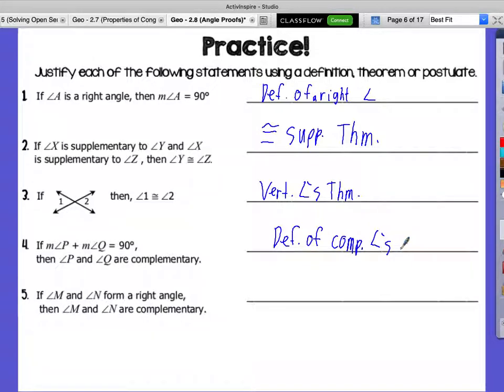Number 5, what do you girls get? Congruent. Wait, I have to read it.